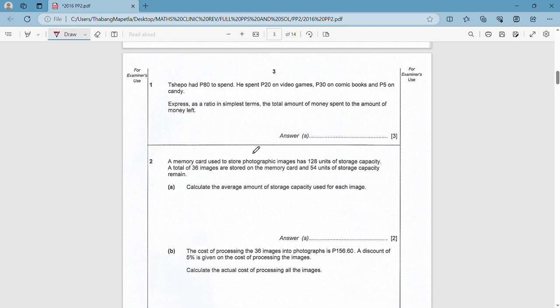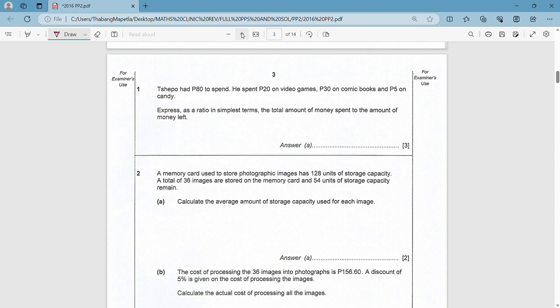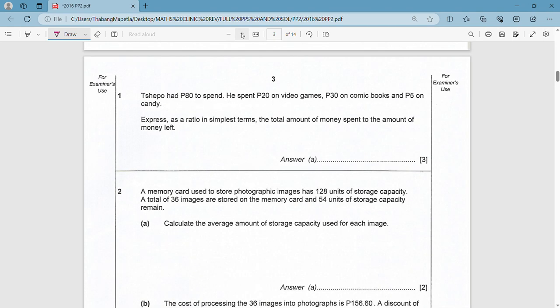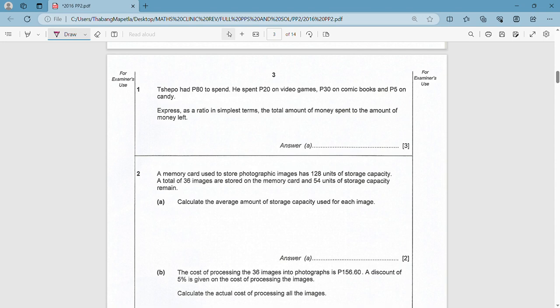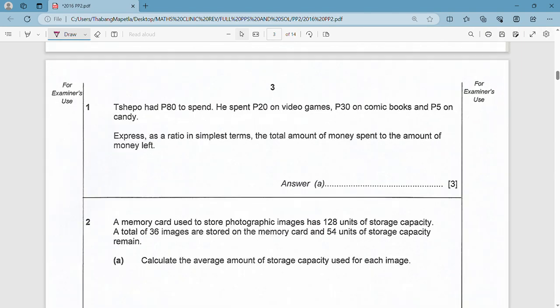Question number 1 says we are going to solve using a calculator. This is Paper 2. We can have any questions, not a problem, and let's just shoot to math. Tepo had 80 pula to spend. He spent 20 pula on video games and 30 pula on comic books, and 5 pula on Candy Express.